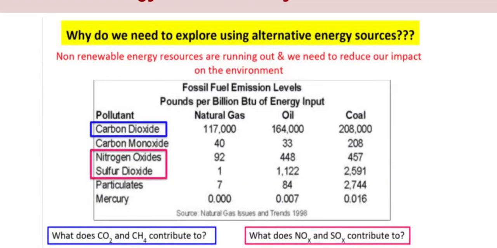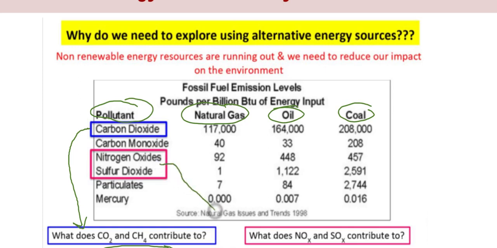So first off, why are we even looking for alternative energy sources? Well, by now you should probably know that the fossil fuels we are using currently have quite a few pollutants that come along with them, carbon dioxide being one, and methane. They contribute to global warming. We also get other emissions, nitrogen oxides and sulfur dioxides. And you saw in chemistry that these both cause acid deposition. So these are reasons why we want to find other resources.